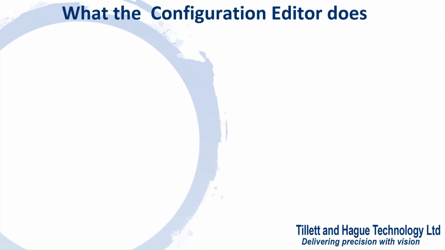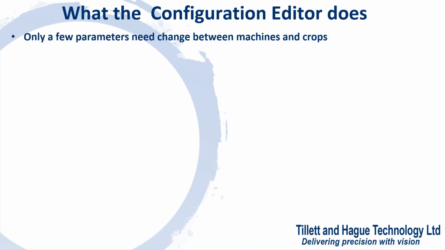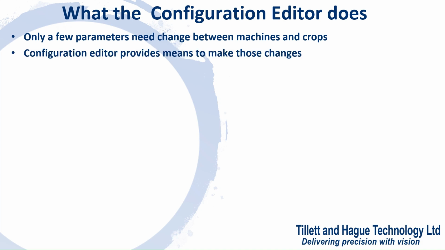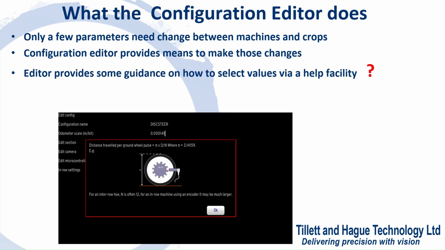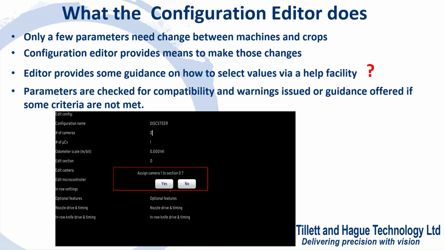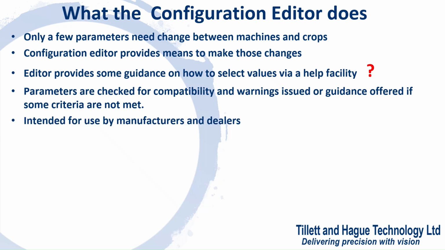So what does the configuration file editor do? While the number of parameters that you need to change is small, we do need a way to make those changes. The configuration file editor is designed to do that job. As well as its function as an editor, it also provides some guidance on how to select values via a help facility. It also checks parameters for compatibility, and warnings are issued or guidance offered if certain criteria are not met. The editor is intended for use by manufacturers and dealers.